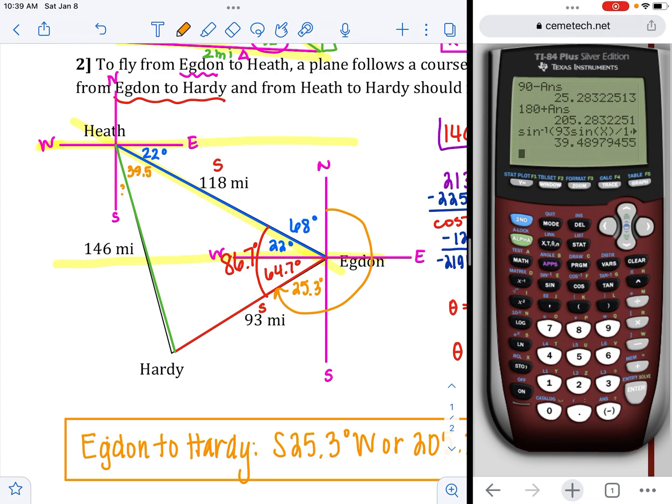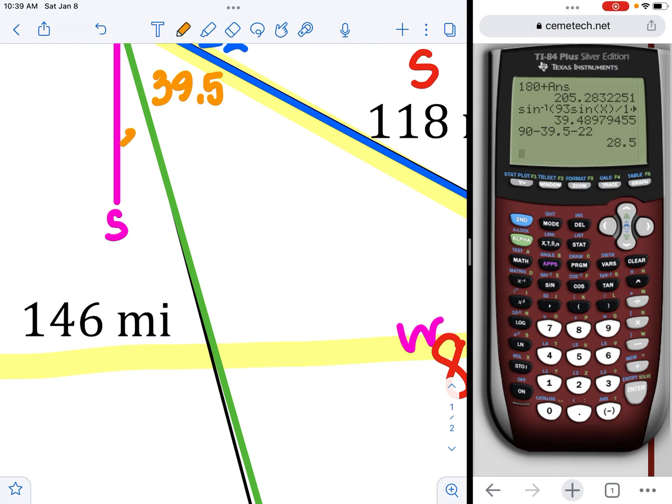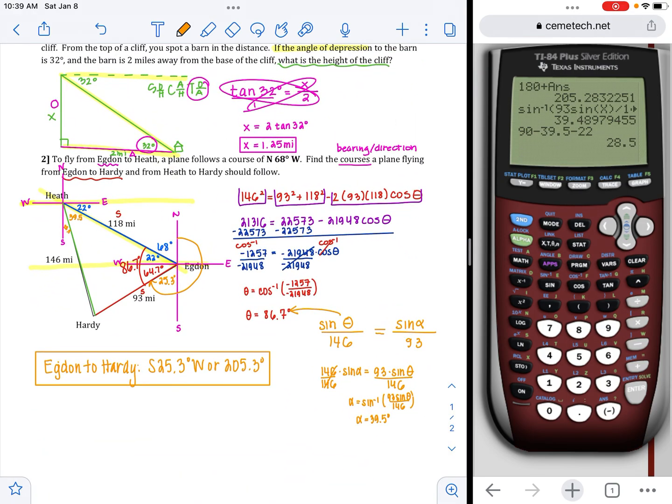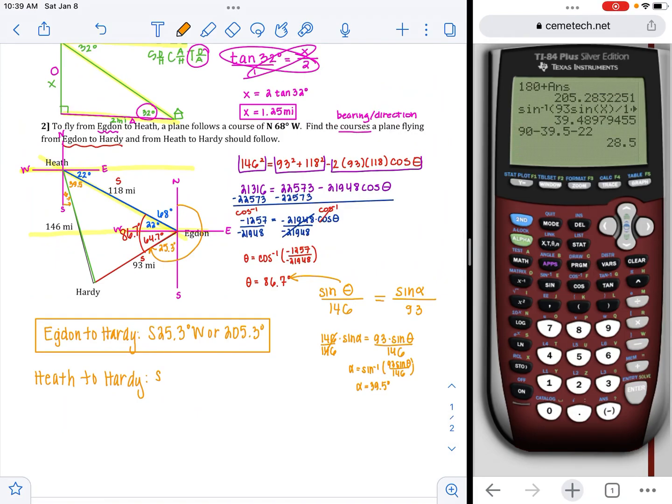That means I can figure out what this angle is too right here. So let's figure out what that is. I can do 90 minus 39.5 minus the 22, and I get 28.5. Oopsies. Let me zoom in to try to only get that. So this is 28.5. So now I can say the bearing or the direction or course from Heath to Hardy. All right, so method one would be south towards the east. So south 28.5 degrees east.